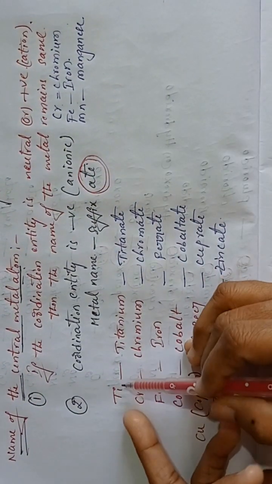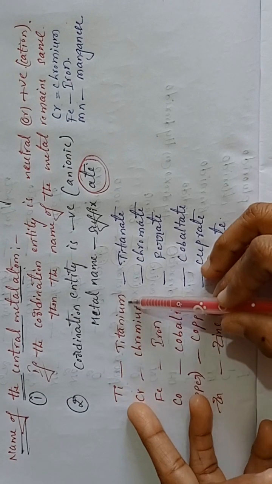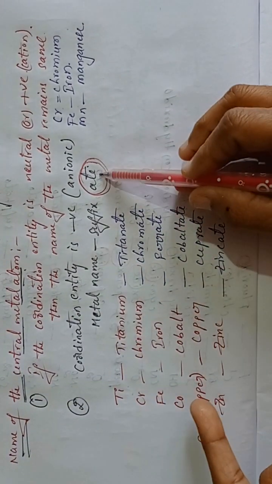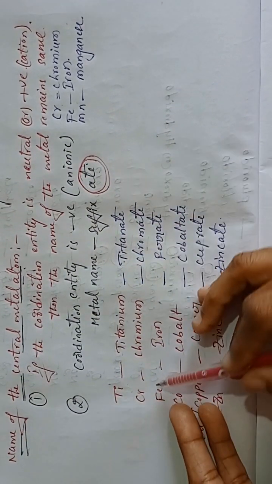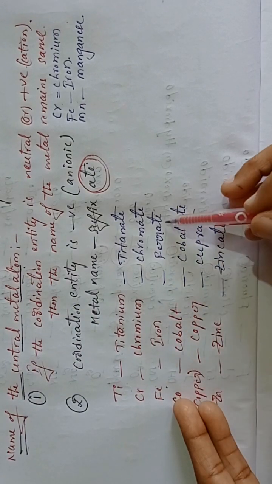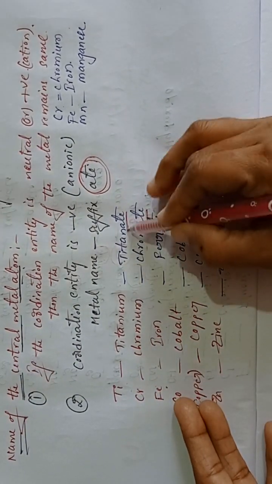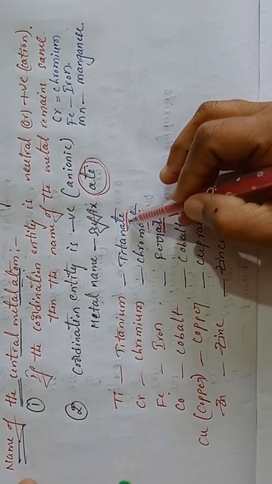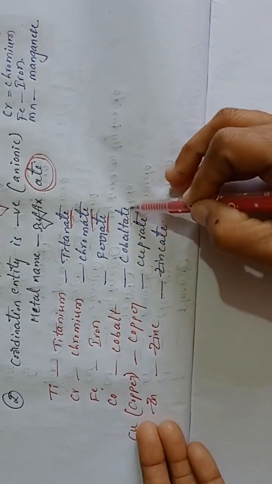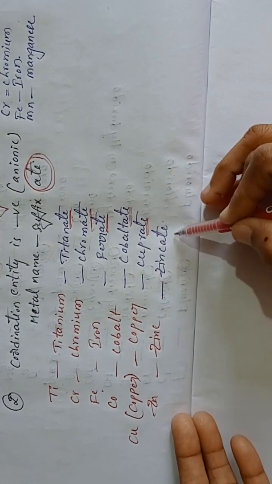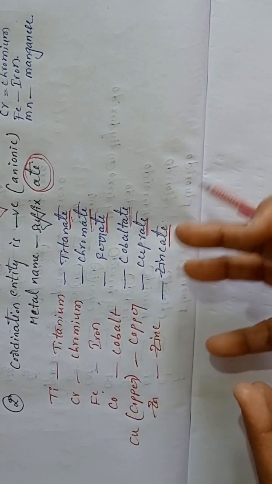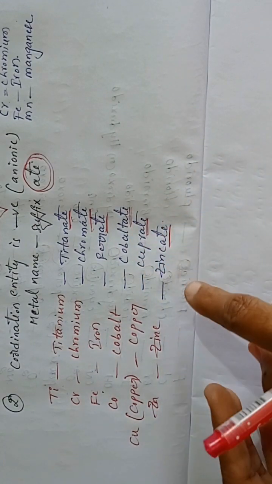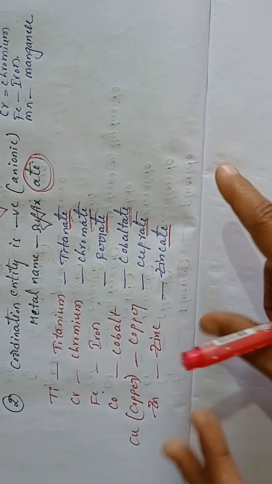Now see this example, students. Titanium is the name of the metal. So what should we add? Suffix -ate. Titanate, that means titanium is converted into titanate. Chromium, chromate. Iron, ferrate. -ate we are adding. So cobalt, cobaltate. Copper, cuprate. Zinc, zincate. So that means we are adding the suffix -ate. If the coordination entity is negative, when you're writing the name of the metal, you have to add the suffix -ate.